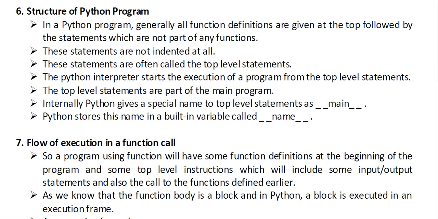Whose name is it? It is the name of all those statements that are the top level statements that do not belong to any function. The group is called double underscore main double underscore, and that name is stored in a variable which is called dunder name dunder. So if you write this command print in brackets dunder name dunder, the answer will be dunder main dunder.